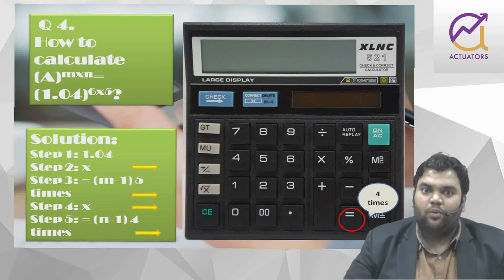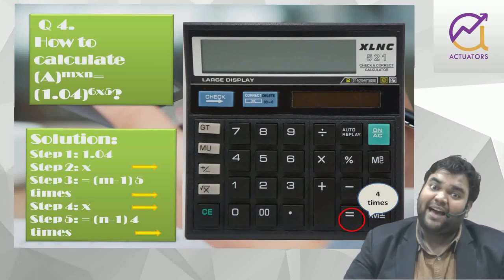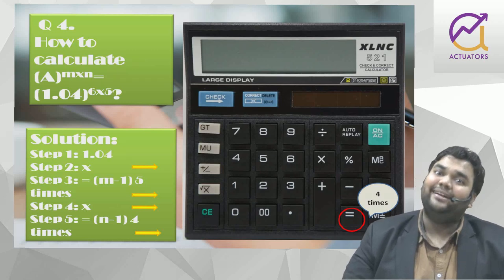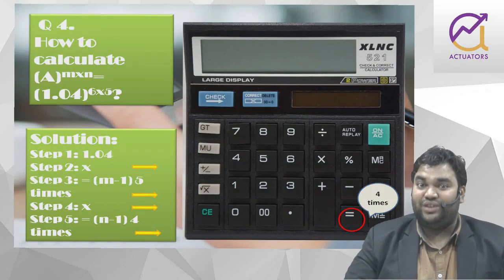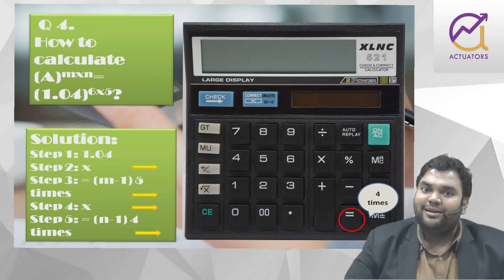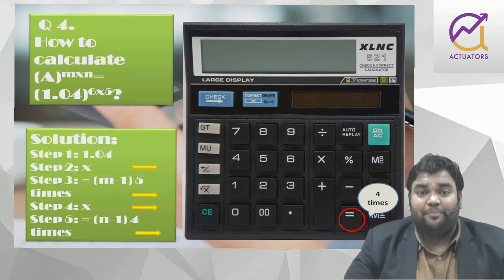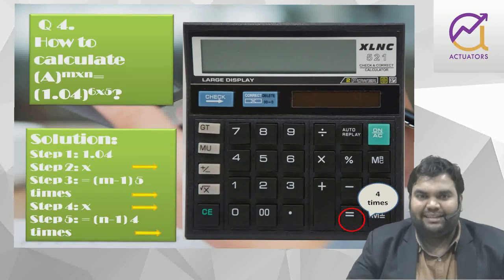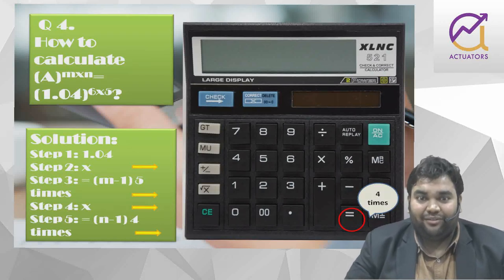This gives me 1.02 to the power 8. Now we are taking 5 as the power. Then again press into once, and again equals to 4 times. Why, sir? Because 5 is the power, and when 5 is the power, we press equals to n minus 1 times. The entire result is the answer of 1.02 whole to the power 40.